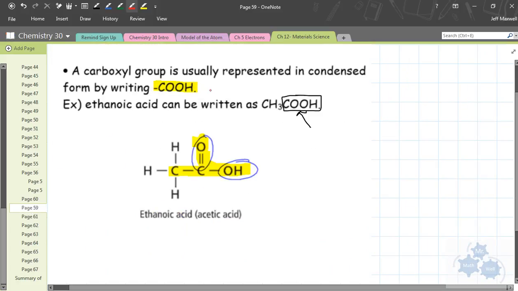The condensed formula again is the COOH, but please don't be fooled. These O's are not bonded to each other. This one right here, we have two carbons, so that's ethane, except we have the carboxyl group right here, and so it's ethanoic acid. Ethanoic acid is acetic acid, found in vinegar and stuff like that. It's the formula for acetic acid.